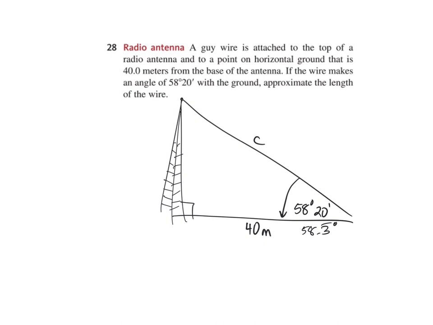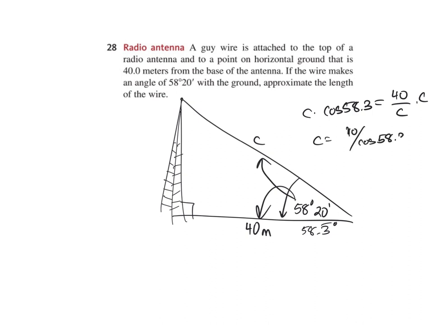So now approximate the length of the wire. So we want C. So we have the adjacent leg and the hypotenuse. So that would be the cosine of 58.3 equals the adjacent leg over the hypotenuse. So multiply by C to get it by itself, and we get 40 divided by the cosine of 58.3 degrees. So take a calculator and figure out the cosine of 58.3 degrees and divide it. So we get 76.1 meters.